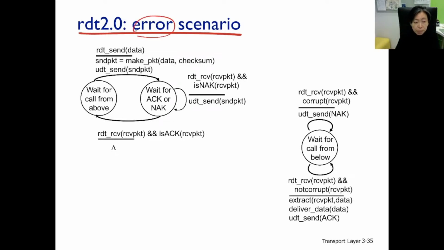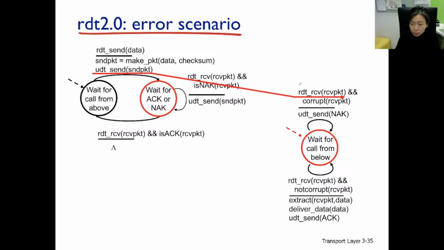Similarly, the sender starts from the wait for call from above state, and the receiver starts from the wait for call from below state. There's a call coming in, generating the packet, and sending the packet out through the network layer. Straightforward. So this event matches and these actions are taken, and we take the transition and move to the wait for ACK or NACK state. That's going to generate a packet to the receiver.